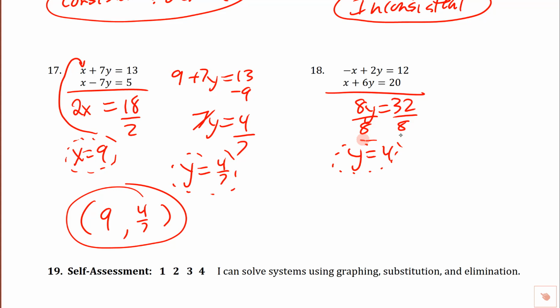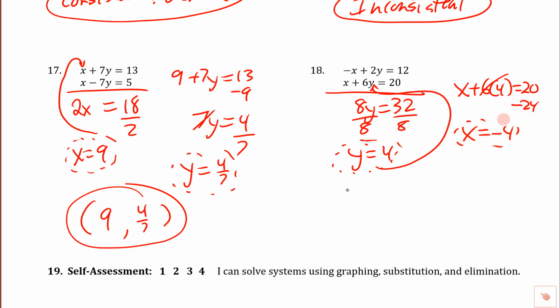And now we're going to take this and plug it in, probably right here. So this is going to be x plus 6 times y, and y is equal to 4. And then that's set equal to 20. So this is going to be a 24. So I'm just going to subtract 24 there. So we get x equals -4. And then we've got the two answers. So we've got -4, 4 for the y. We're going to go ahead and circle that.